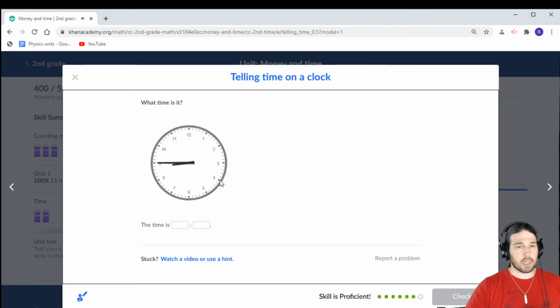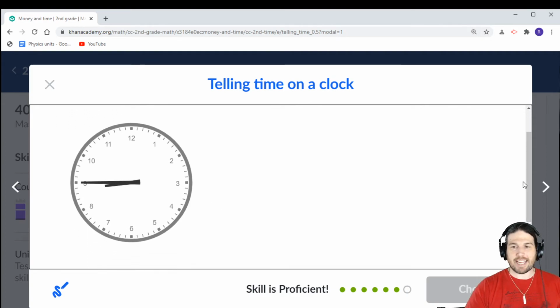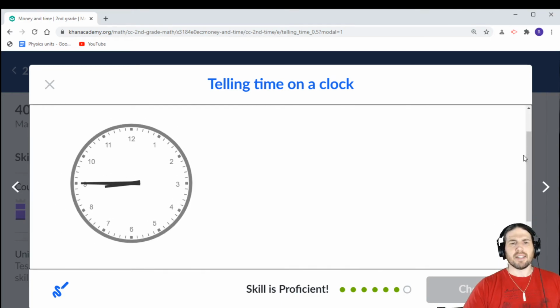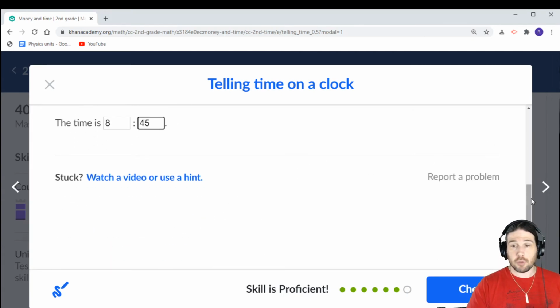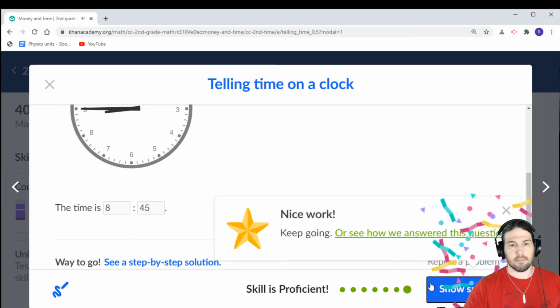Telling time on the clock, what time is it here? The hour hand is between the 8 and the 9, so that makes it 8. And eventually, you and your student and whoever else is learning this will get a feel for where each thing is. 3/4 of the way around is 45 minutes. You don't necessarily have to count it up every single time. But again, if your student has to count it up every single time or use their fingers, 5, 10, 15, 20, 25, 30, 35, 40, 45, encourage it. Whatever it takes to get the good practice. Moving on.